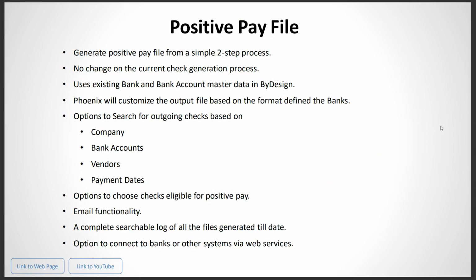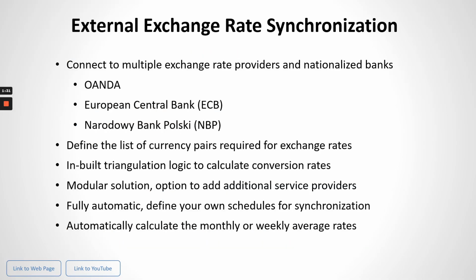So here are some of the main points for the positive pay file as part of our compliance pack. The file is generated pretty easily as part of a two-step process. Phoenix will customize the output file based on the bank's unique requirements where applicable. Some banks need CSV, some need text, some want it comma separated, some want fixed width based files. And so the point is that we have the ability to customize that file based on any bank that is used.